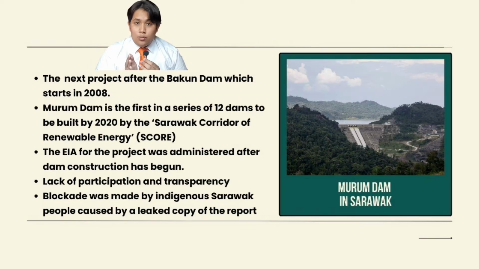The next one is Murum Dam. Murum Dam, a 966 megawatt dam, was built by SCORE, the Sarawak Corridor of Renewable Energy, led by the Sarawak government. However, it also has the same controversies as the first one, which is lack of public participation and transparency, and it was controlled by the government. Because of leaked information in 2012, all the affected indigenous villages made a protest and thankfully stopped the construction for a month and gained media attention, causing the government to conduct resettlement negotiations.